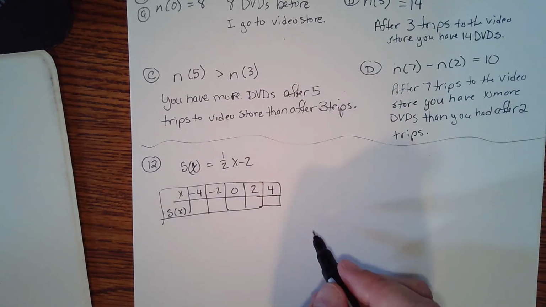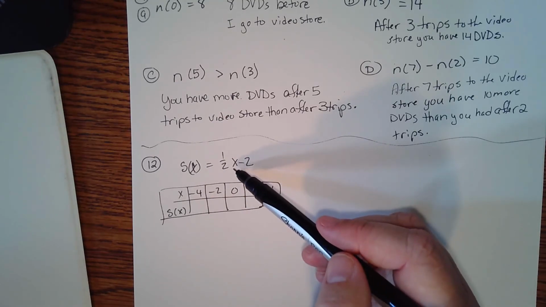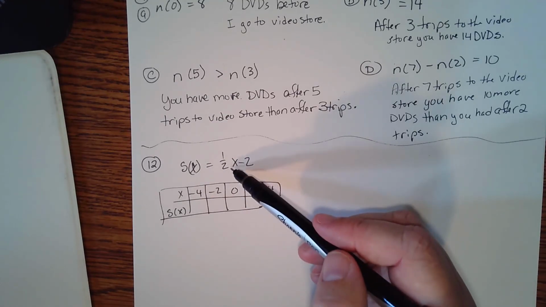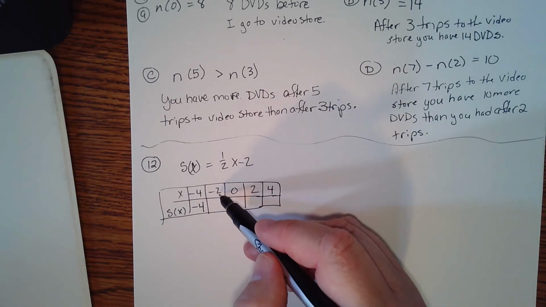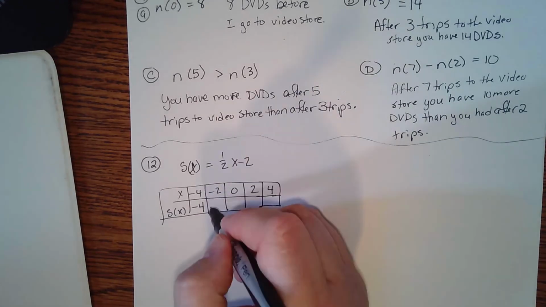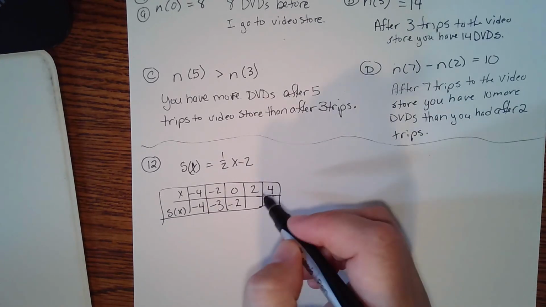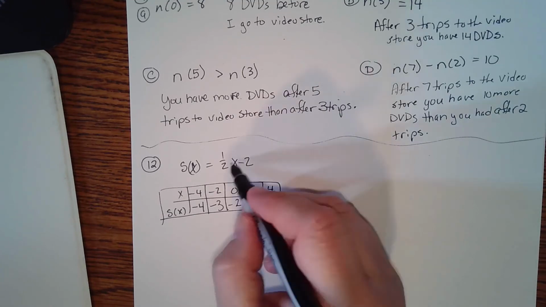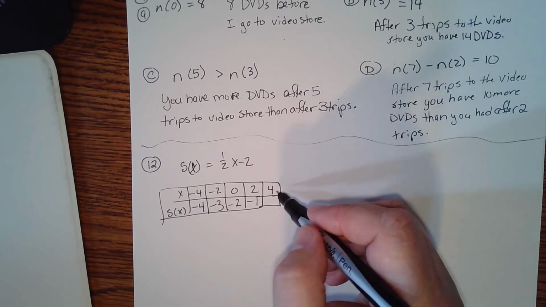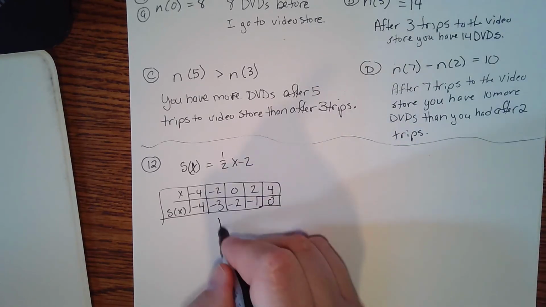And if you put this in, half of negative 4 is negative 2. Negative 2 minus 2 is negative 4. Half of negative 2 is negative 1. Negative 1 and negative 2 makes negative 3. 0 means it stays at negative 2. So now half of 2 is 1. 1 minus 2 is negative 1. Half of 4 is 2. 2 minus 2 is 0. So now we're going to graph this.